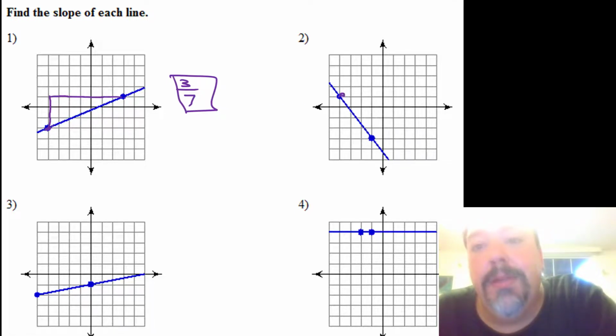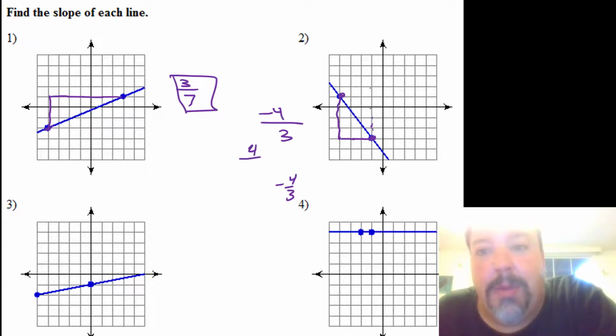For number 2, let's start again here on the left. This time we're going to go down 1, 2, 3, 4. So it's going down 4, that's the rise. The run, 1, 2, 3, which we're going to write as negative 4/3. Notice that if we started from this point, we would be going up 1, 2, 3, 4, but then we would go left 1, 2, 3, and we get the same thing. Negative 4 over 3 is the same as 4 over negative 3, which is the same as negative 4/3.